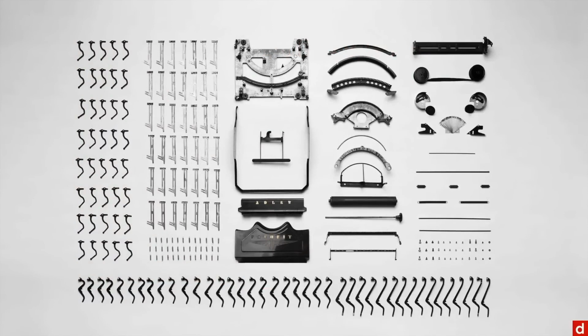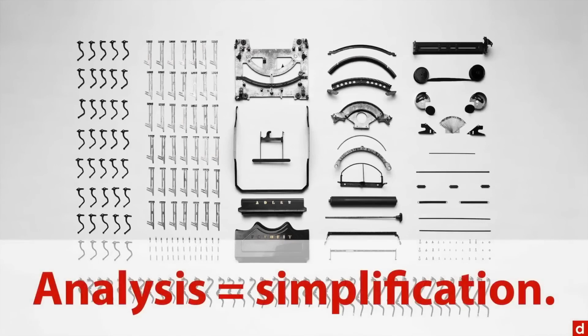This, by the way, is a mechanical typewriter broken into its individual components. Analysis means to take something apart. An analysis of data is an exercise in simplification. You're taking the overall complexity, sort of the overwhelmingness of the data, and you're boiling it down and finding the patterns that make sense and serve the needs of your client.